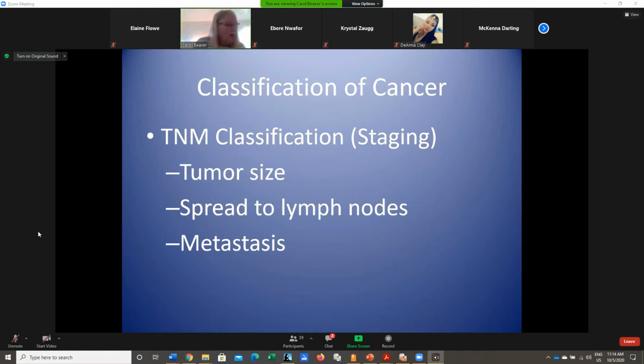So on the notes page, it will tell you the T is relative tumor size, depth of invasion, and surface spread. And it will vary according to what body system that you're working on. And the N is presence and extent of lymph node involvement, meaning that the lymph nodes have some cancer cells in them. And then the M is the presence or absence of distant metastasis. So if you have an M0, that means there's not any metastasis.